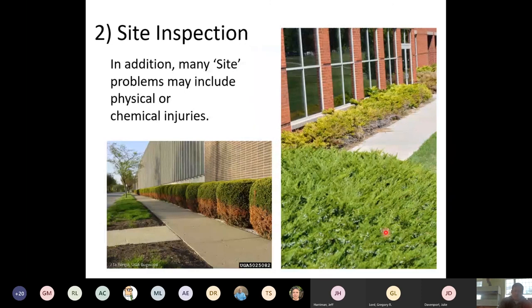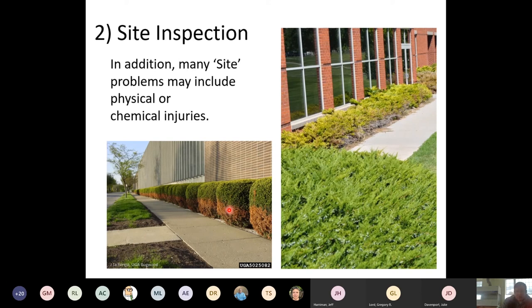Again, site inspections. In addition, many site problems may include physical or chemical injuries. And here we've got chemical injuries. On this side here, we've got some de-icing product that was put on this sidewalk that splashed up and has had a bad effect on these trees. If the brown was up higher and it was green lower, I'd think it was winter burn. But because of its proximity to the sidewalk and being lower on the plant, it's very likely chemical injury due to salt.